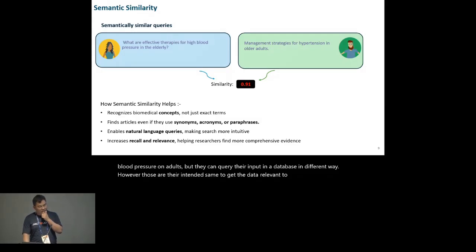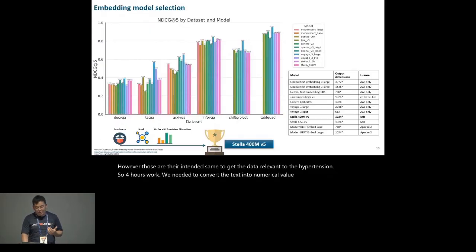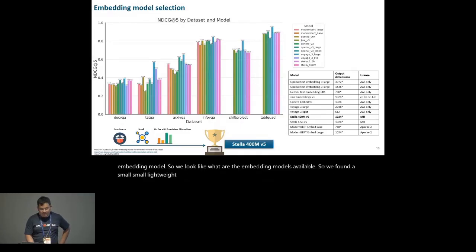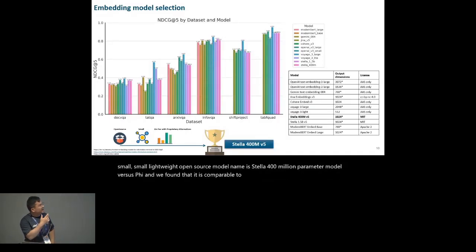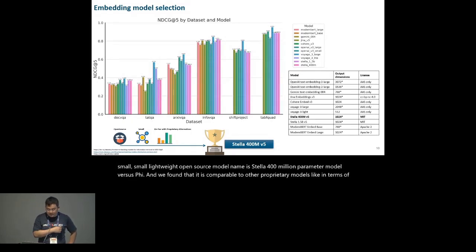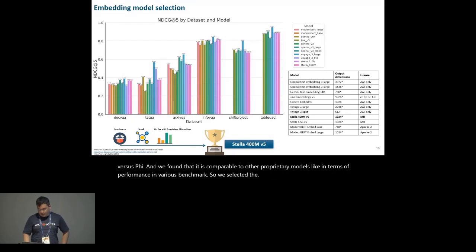For our work, we needed to convert the text into numerical values. For that, we need an embedding model. So we looked at what embedding models are available. We found a small, lightweight open source model named Stella, the 400 million parameter model, and we found that it is comparable to other proprietary models in terms of performance in various benchmarks. So we selected the Stella 400 million parameter model.